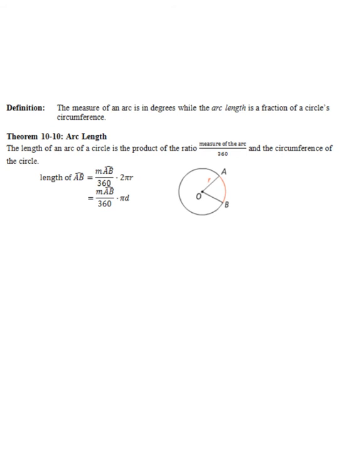The next thing we're going to be talking about is arc length. So now we're not going to figure out the degree of the arc, but we want to actually figure out how far the arc goes, so the distance between A and B. And to do that, we need to know our radius r. So first things first, write down these two formulas, because those are going to be very important.